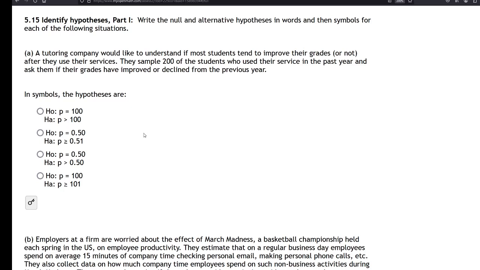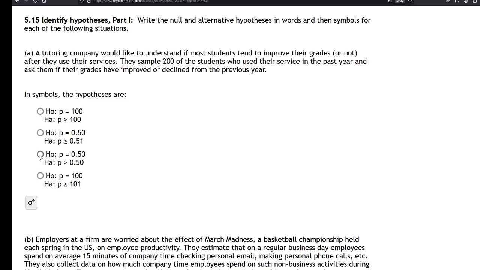So improving their grades, what is our P? First of all, we know we're dealing with a proportion because it's P in here, right? We use P when it's a proportion. And by most, what does it mean if we say most students? Most students generally means more than half. In other words, a majority, like we looked at before. So a majority means more than 0.5 of a proportion.